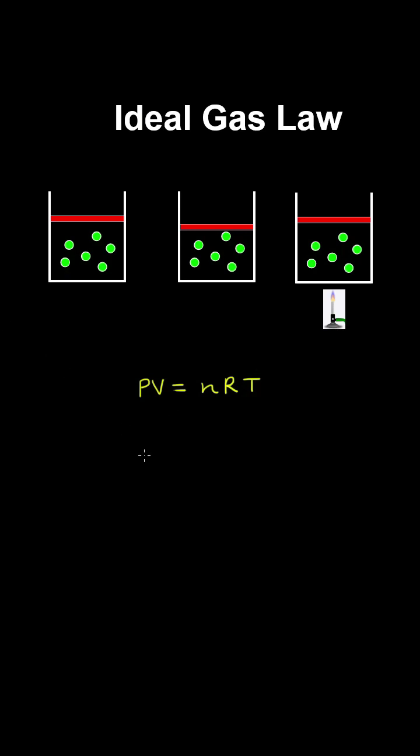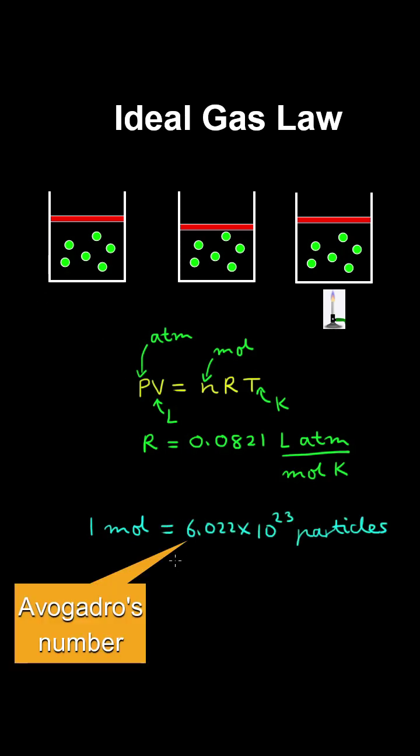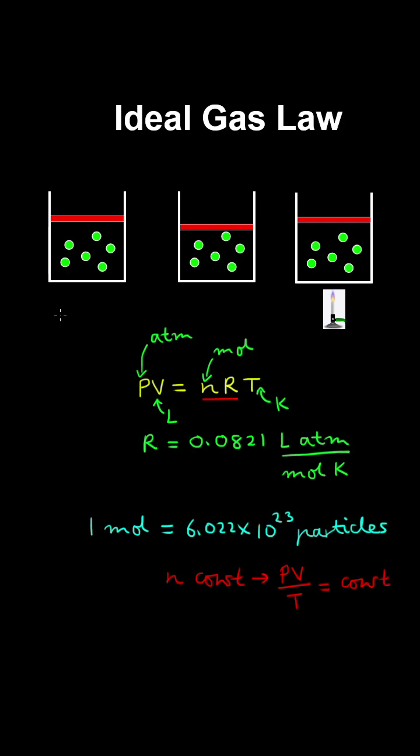So one form of the universal gas constant can be written as liters atmospheres per mole Kelvin. And if we use this form, the macroscopic properties of the gas have the following units, where 1 mole of gas is equal to the following number of gas particles. And if the number of moles is constant, we have the pressure by the volume of the gas over the temperature is also constant. So if we have two states of the gas, we can write the following constant ratio.